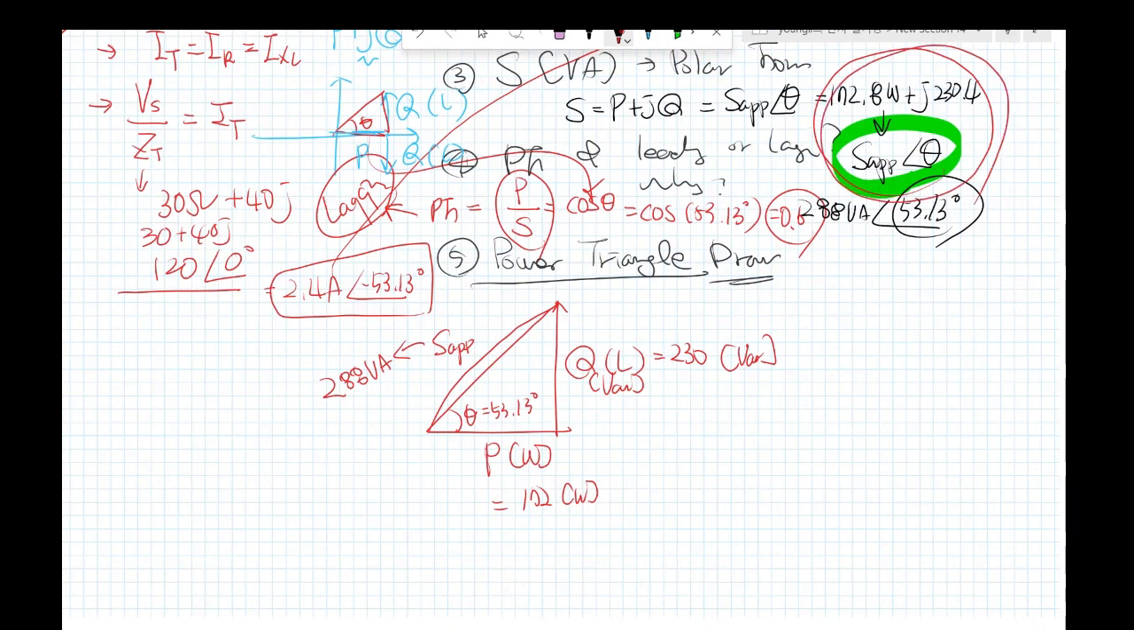S sub APP can also be found using trigonometry, the square root of P squared plus Q squared. All right. Any questions?